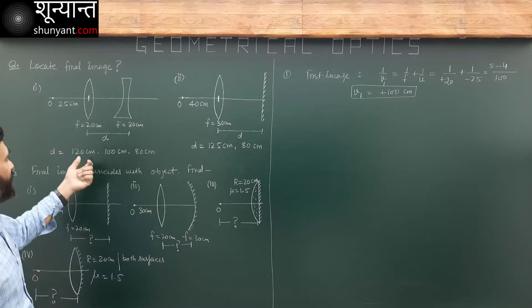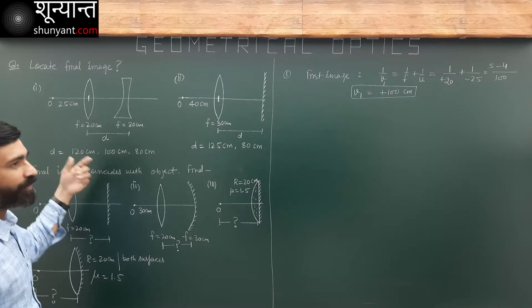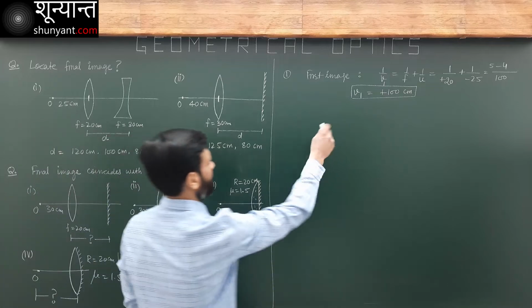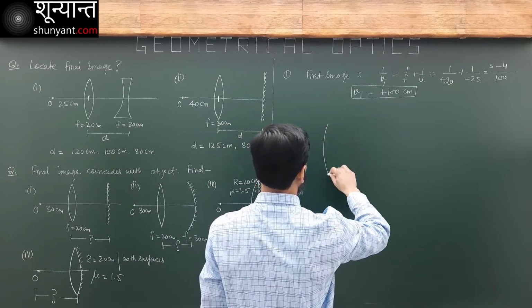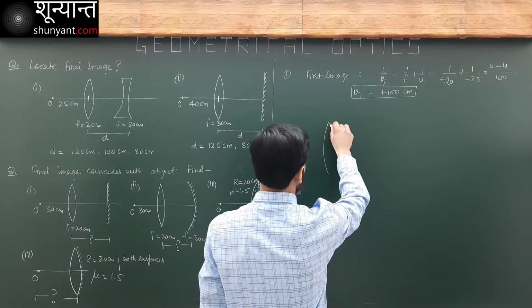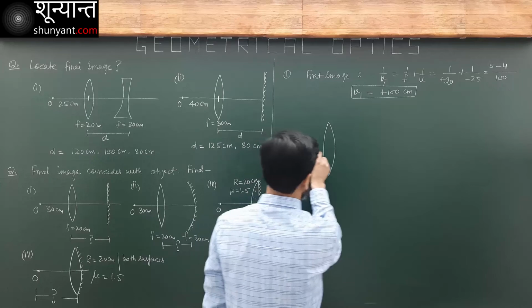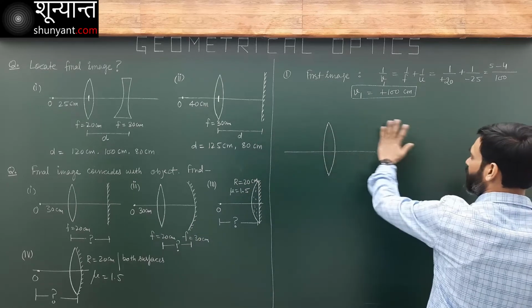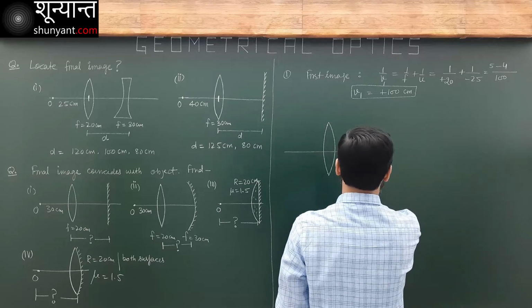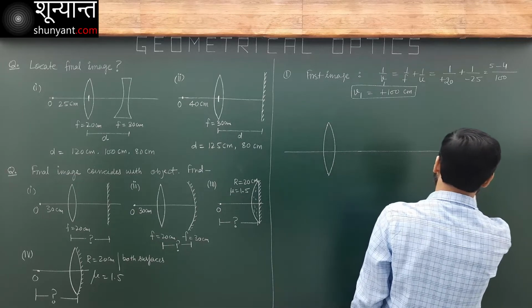Now, let's start with the first problem itself. This distance is 120 centimeter. Let's draw the ray diagram first. We are going to get the second image very easily. It's very important to be very, very comfortable with ray diagrams. You cannot ignore it. You start ignoring it, you are inviting trouble.